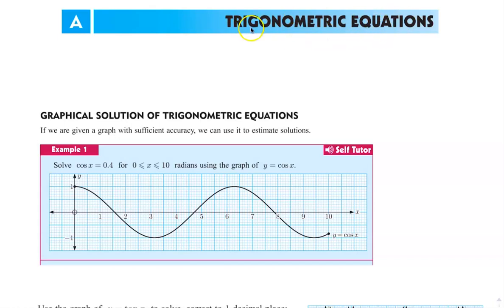Trigonometric equations. In this lesson, we're going to talk about how to solve trigonometric equations three different ways. First, by using a graph, a given graph. Second, by using technology, also known as using a calculator. And third, which we'll spend the most time on, how to solve it using algebra. So let's talk about that first way first, given a graph.